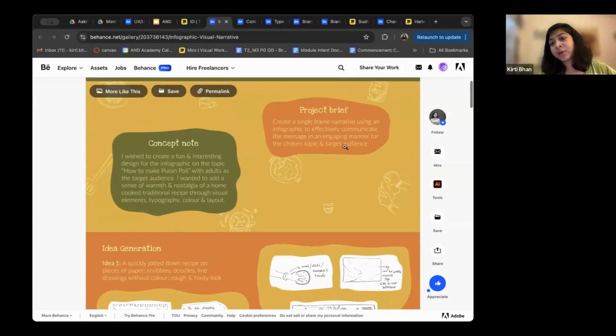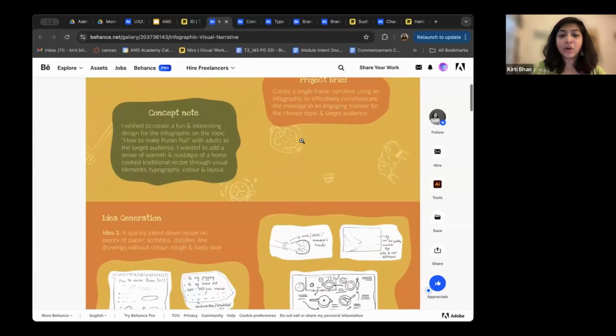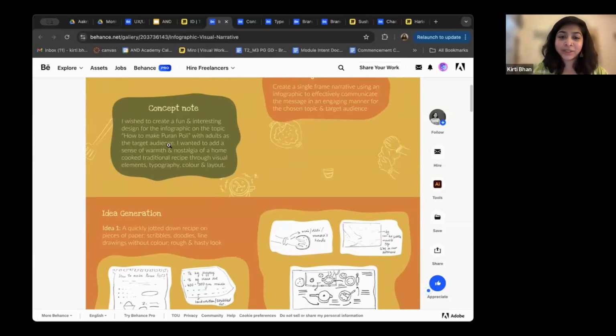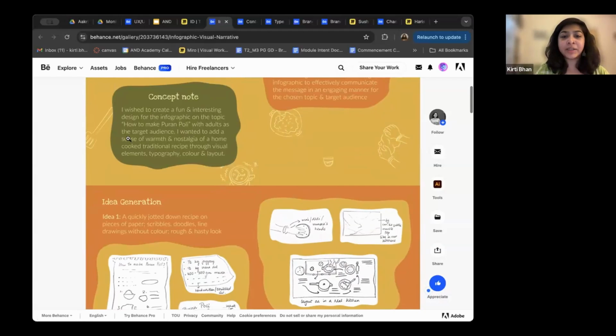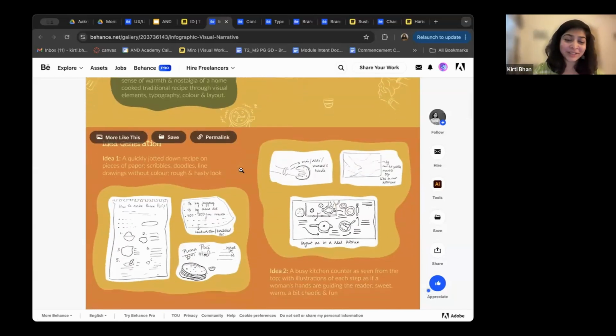So here the brief was about creating a single frame narrative using an infographic to effectively communicate the message in an engaging manner. The concept note is this one: she wanted to recreate a dish of her grandmother's the same way. So she took the recipe from her and wanted to keep the warmth and nostalgia of a home cooked traditional recipe. You will also see how the place looks, like how our households look when we are creating a sweet dish, something exotic, like we make sometimes, not every day.